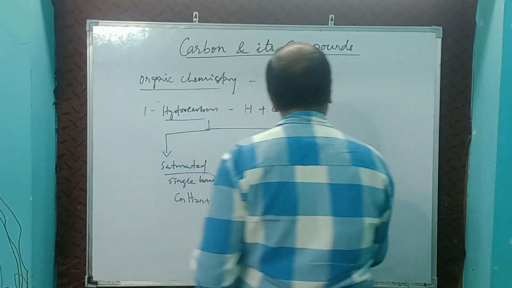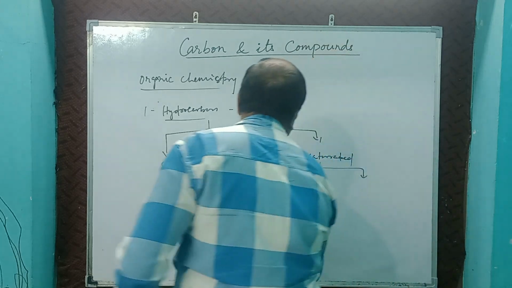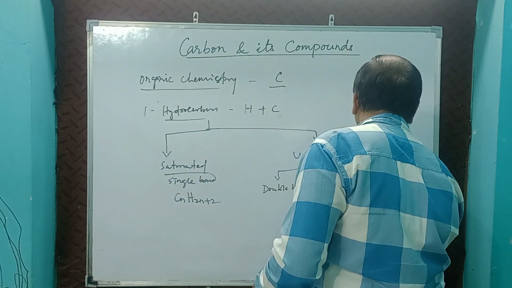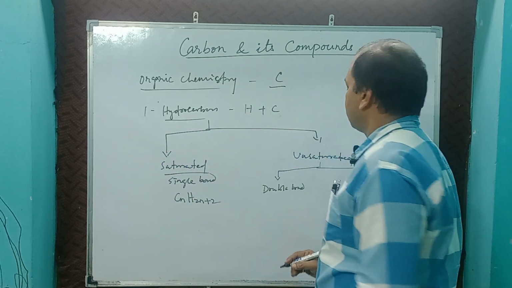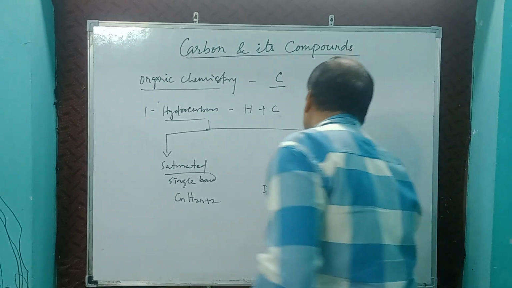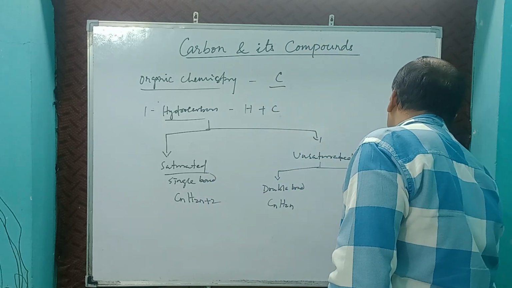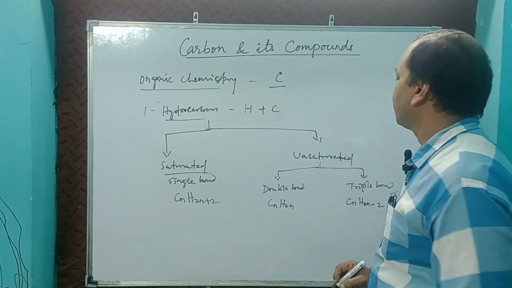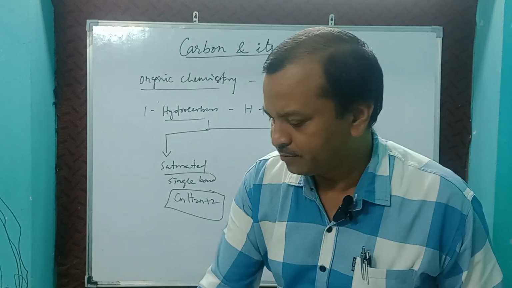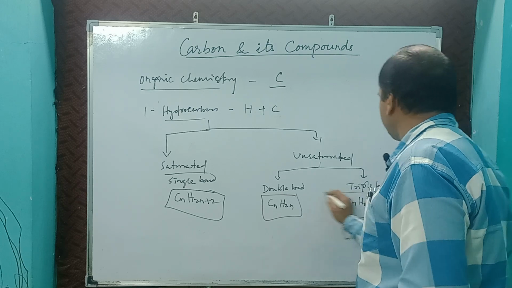Unsaturated has two types: double bond and triple bond. For double bond the formula is CnH2n. For triple bond the formula is CnH2n-2. So you have to remember these formulas: CnH2n+2, CnH2n, CnH2n-2.